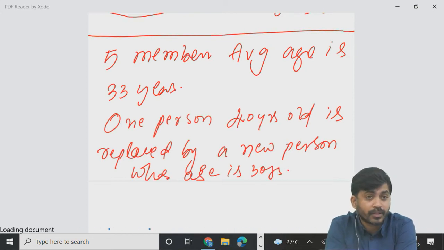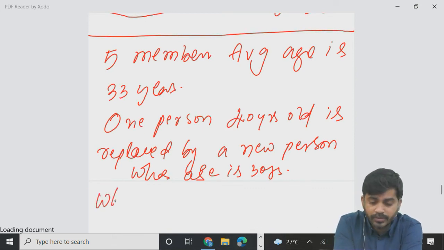This is a previous year question. 5 members, mean is 33 years. One person whose age is 40 years is replaced by another person. So the new person is here, whose age is 30 years. What is the new average?